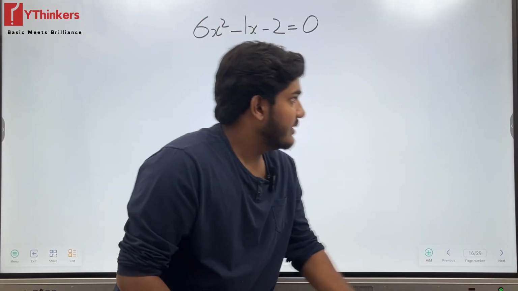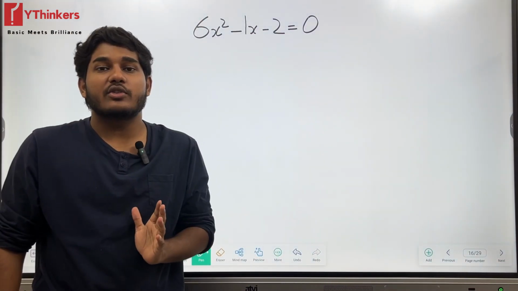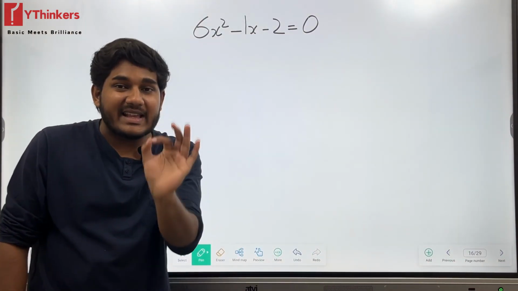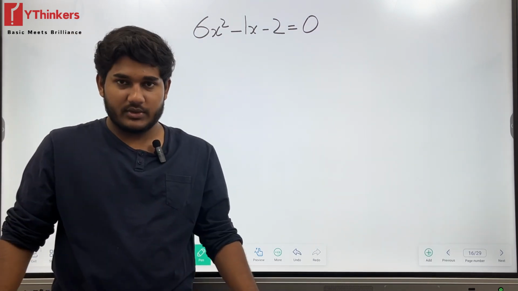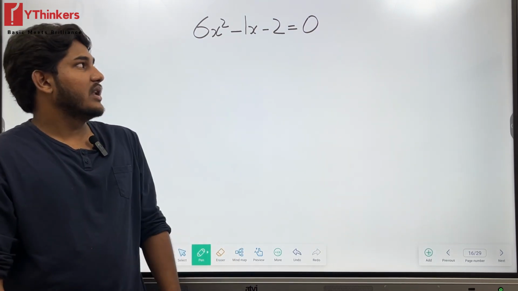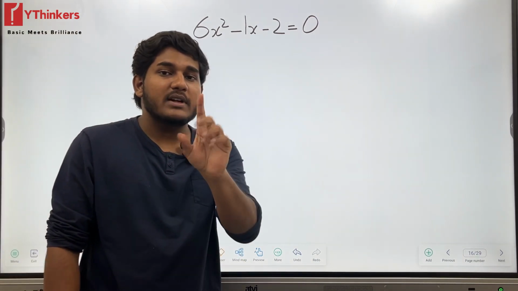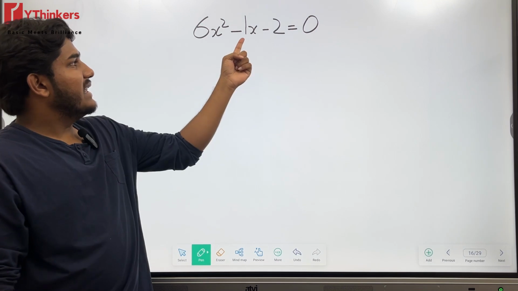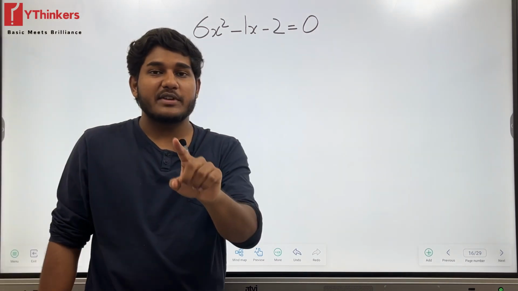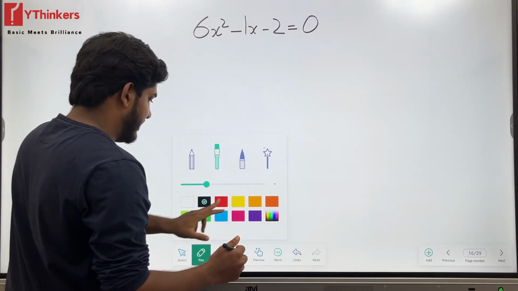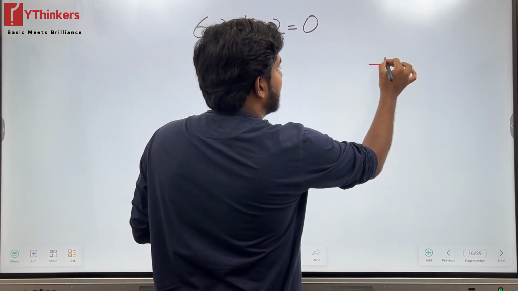Okay, simple question, is this a quadratic equation or no? Yes, it is, because the x square coefficient is not 0, so therefore it is a quadratic equation. Now if I want to solve it, I have to factorize it. The first step of factorization: the x coefficient is -1. So I'll change the color, I'll write it as -1.